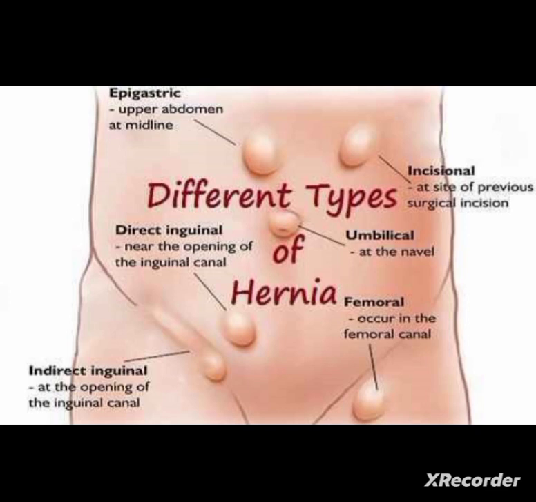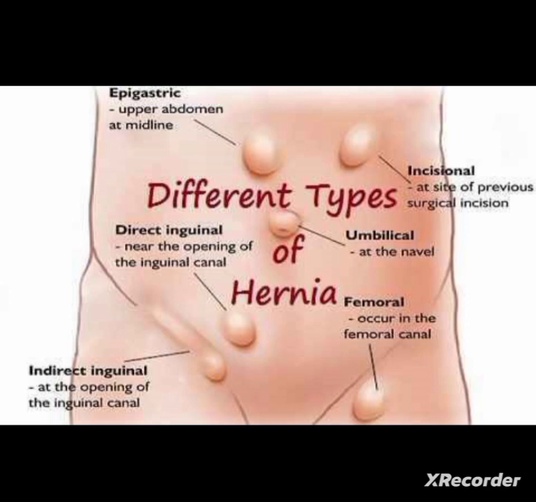Usually, hernias are in two forms, that is reducible and irreducible. Reducible means the hernia easily returns to the abdominal cavity, and that is known as the reducible type of hernia. A reducible hernia can be reduced manually, or it may reduce spontaneously when the patient is in a lying position.